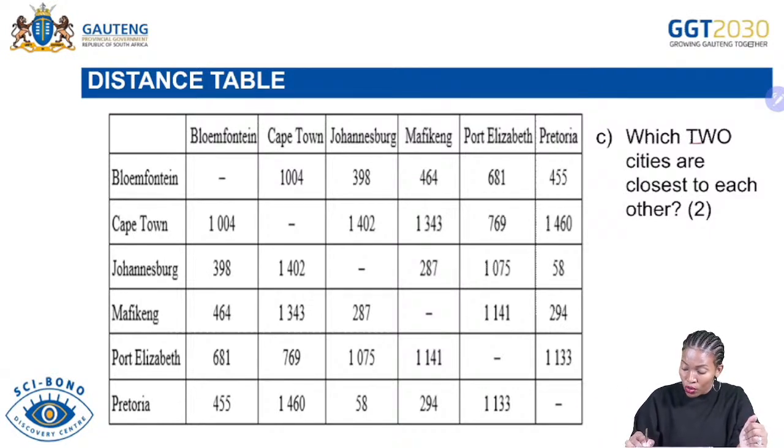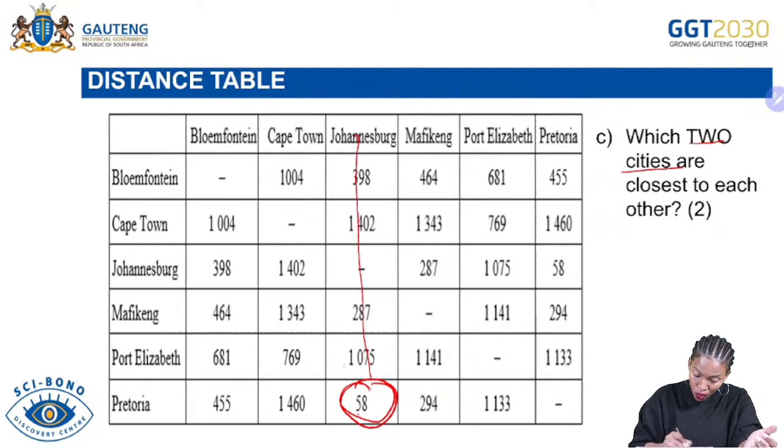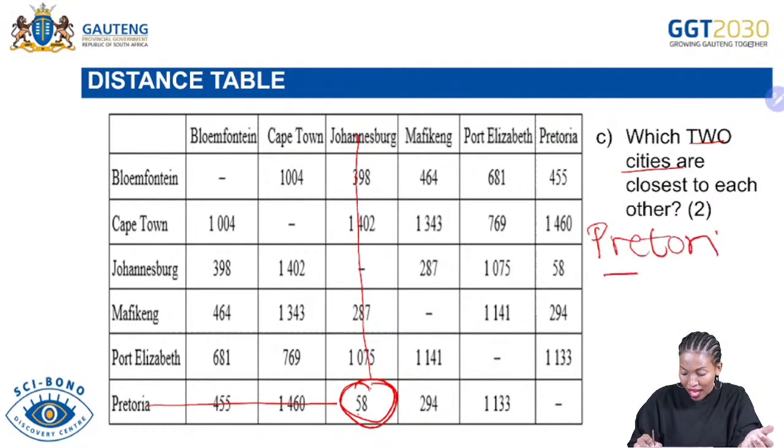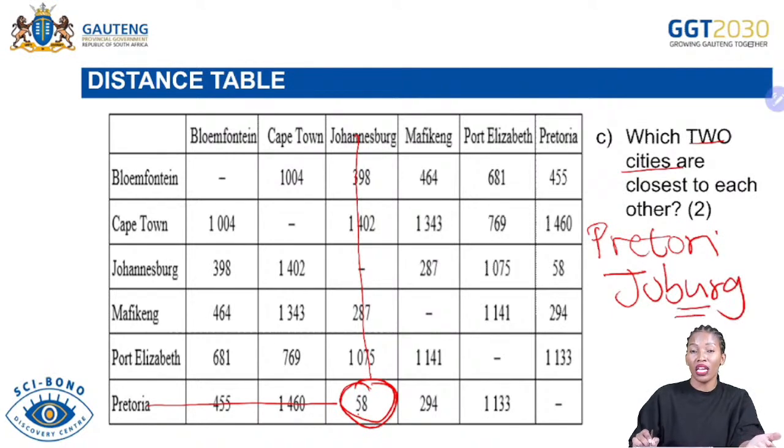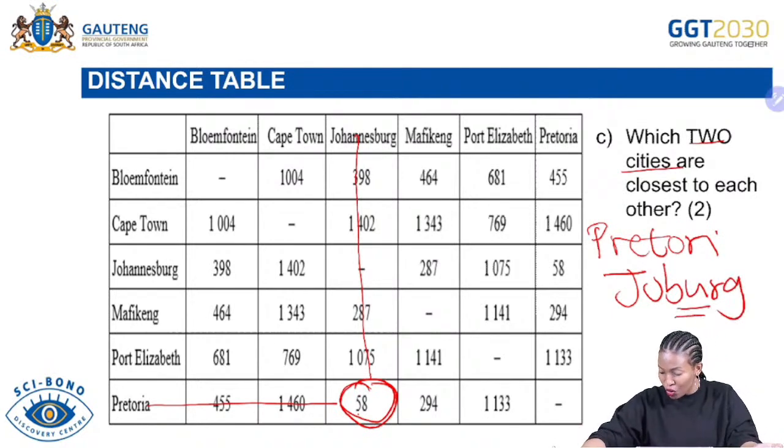2. Which two cities are closest to each other? Looking at the map, guys, because it's me, I know the places. For you guys, you'll have to search. But we are actually looking at the shortest distance. So the shortest distance is 58 kilometers. This 58 kilometers is between Johannesburg and Pretoria. So which two cities are closest to each other? It is Pretoria and Johannesburg. Guys, don't be like me. Don't write Joburg. Write it in full to say that it is Johannesburg.